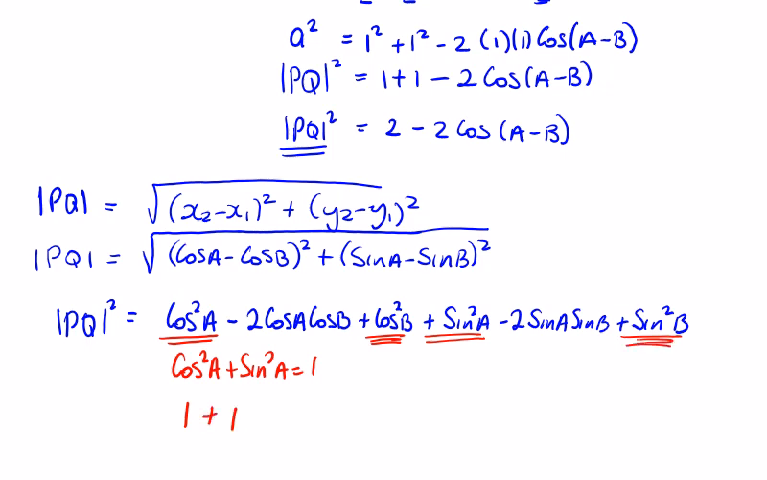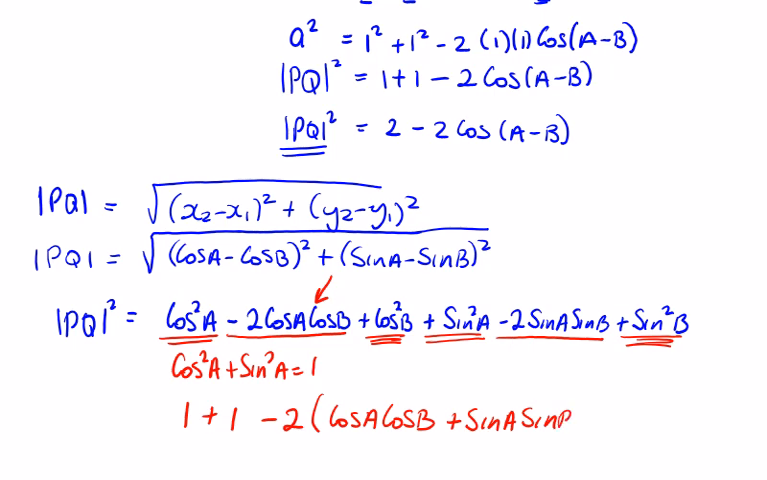And what do we have that's common to these two here? Well, minus 2 is definitely common, so let's put that in first. We have a minus 2, and we'd have to multiply that by cos A cos B to get this first term. And we'd have to multiply it by a plus, just be careful with your sign because we have a minus on the outside, sine A sine B to get this one. And that tidies up to be 2 minus 2 times (cos A cos B plus sine A sine B).